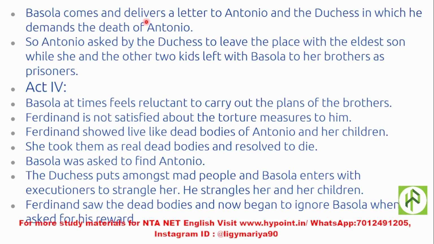Then Bosola delivers a letter to Antonio and the Duchess in which he demands the death of Antonio. When Bosola demanded the money the brothers had offered for spying upon the Duchess, they denied it. So Bosola became angry, and since Antonio and the Duchess are innocent, good people, he wanted to turn against the brothers. So he comes with a letter and gives it to the Duchess and Antonio.